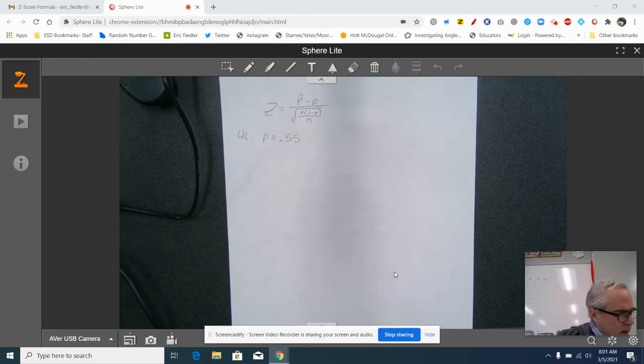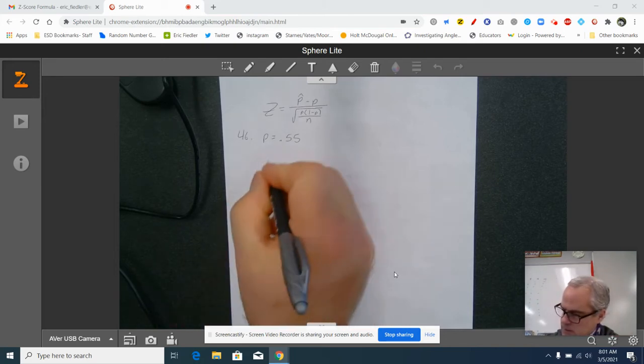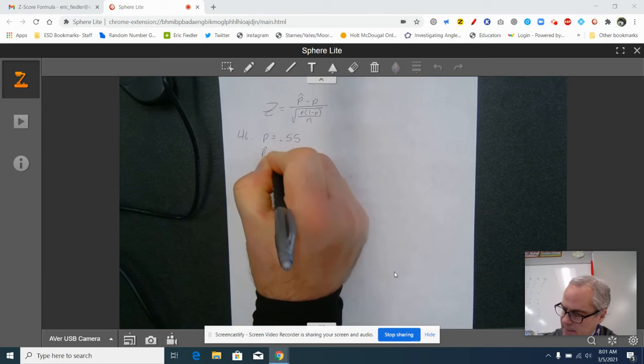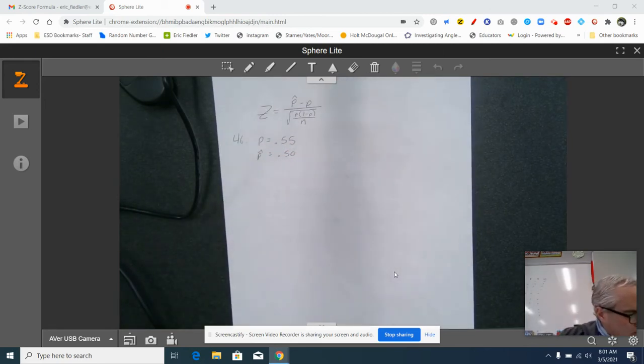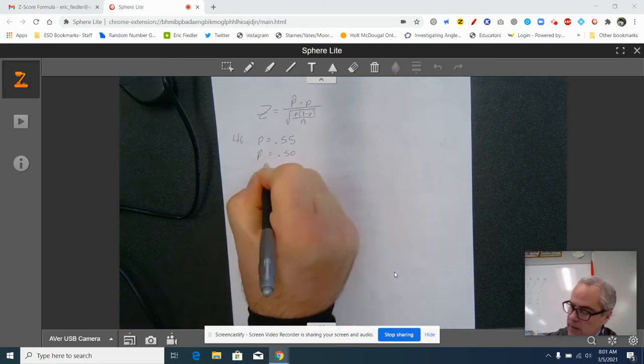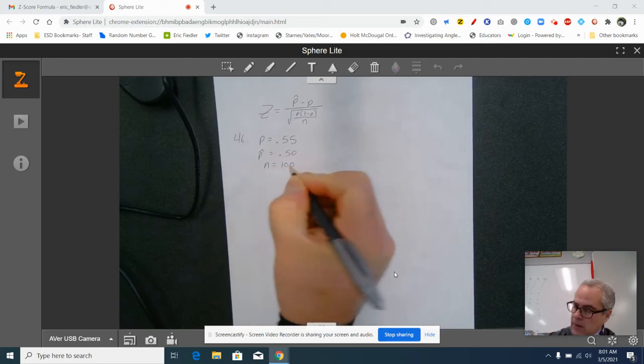0.55. And it says, which of the following is equivalent to the probability of getting less than 50%? Okay, less than 50%. So that would be our p hat, our sample proportion in a random sample of size 100. So n is equal to 100.